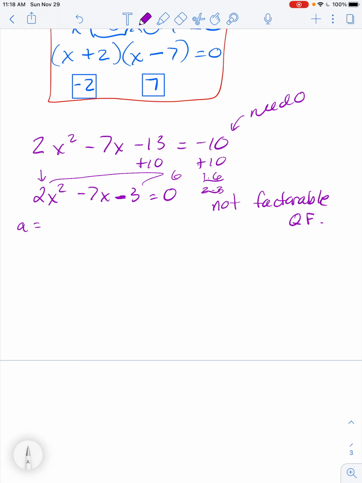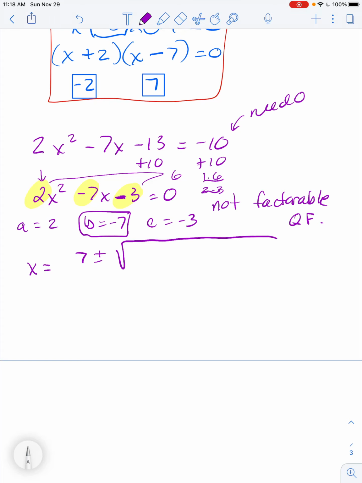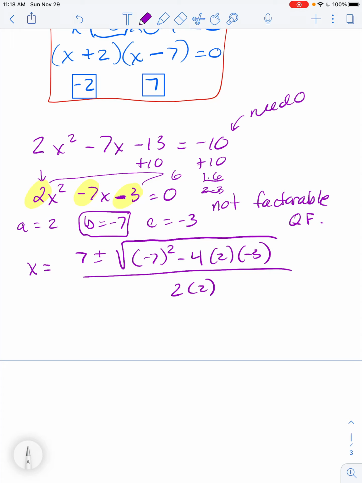So I go ahead and I set up my A equals 2, B equals negative 7, C equals negative 3. And again, that's not like some rocket science. I'm literally just looking at my coefficients and my constant. So my x's will equal the opposite of b, but since that's negative, it'll be a positive, plus or minus the square root of, I'm squaring a negative, so I need to make sure that's going to come out positive, minus 4 times a times c all over 2 times a.